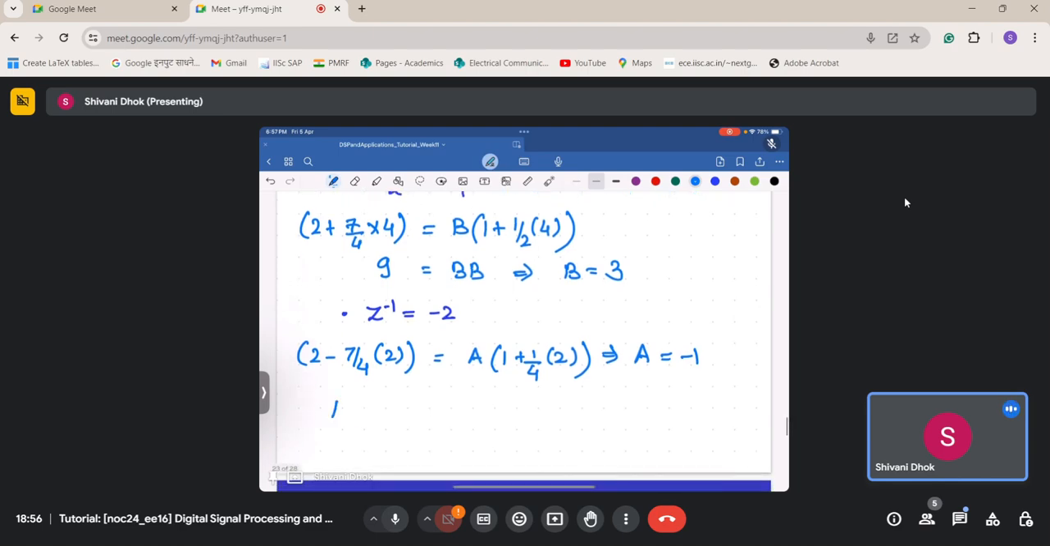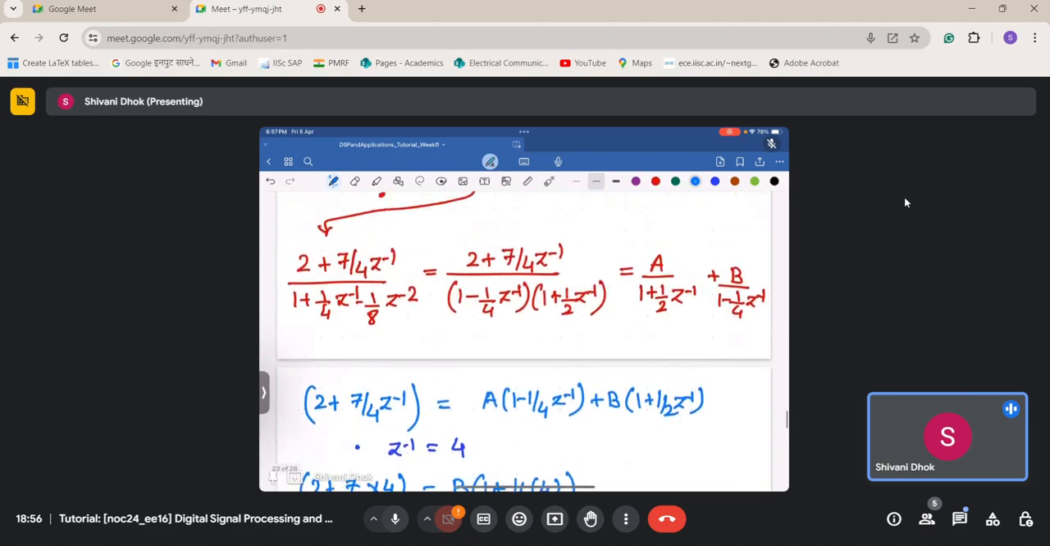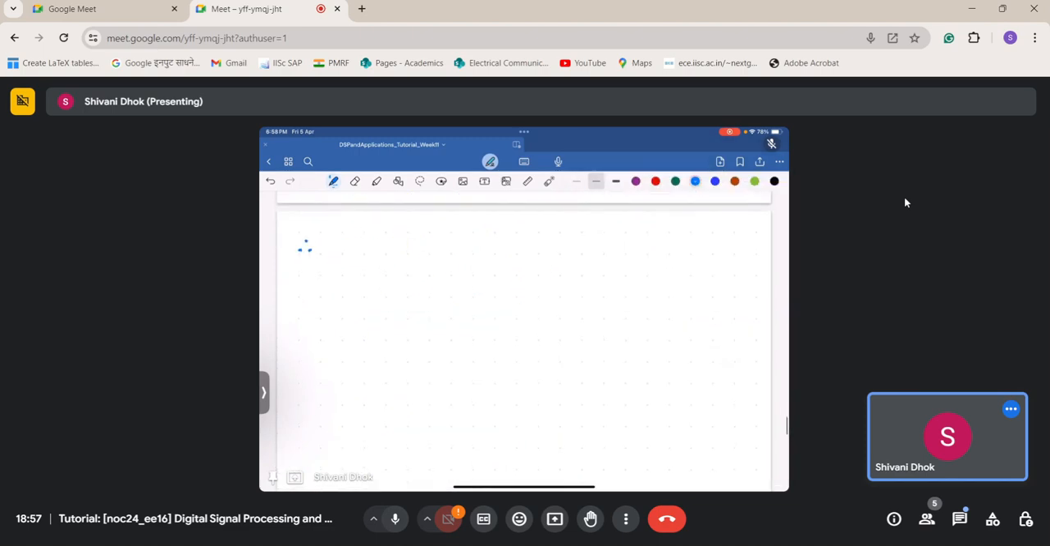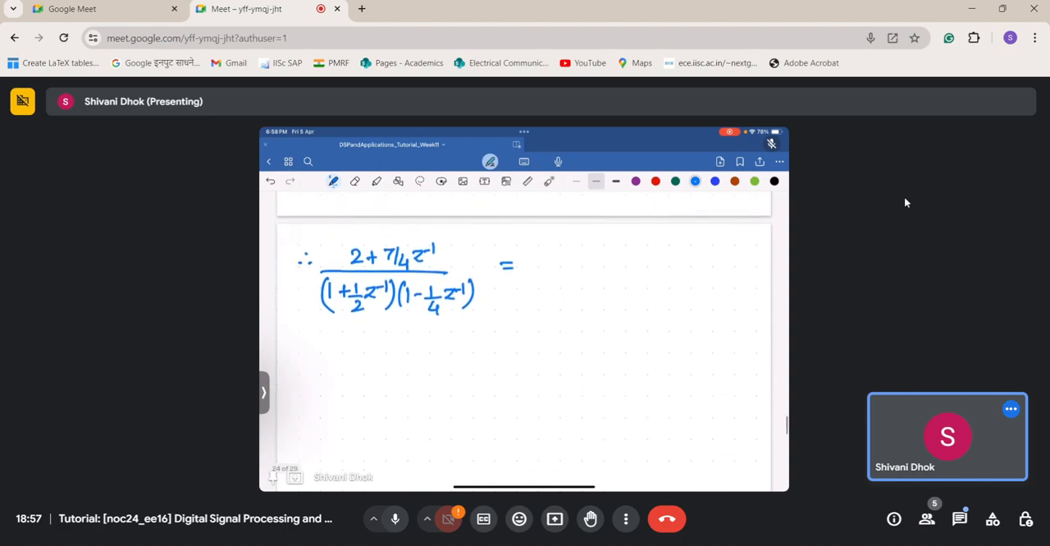Okay, so now I have a equal to minus 1 and I have b equal to 3. I can substitute it in this form. Therefore, (2 plus 7 by 4 z inverse) upon (1 plus 1 by 2 z inverse) multiplied by (1 minus 1 by 4 z inverse) is equal to minus 1 upon 1 plus 1 by 2 z inverse plus 3 upon 1 minus 1 by 4 z inverse.